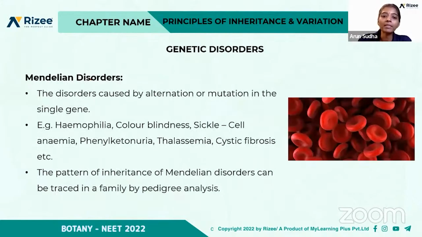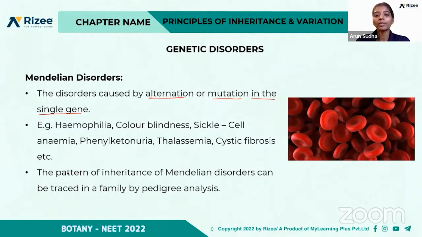So these Mendelian disorders are caused by an alteration, that is, a mutation in a single gene. A change in a single gene that leads to a disorder is a Mendelian disorder. Examples that we saw are hemophilia, color blindness, sickle cell anemia, phenylketonuria, thalassemia, and cystic fibrosis. These are all examples of Mendelian disorders. They arise due to a mutation in a single gene.